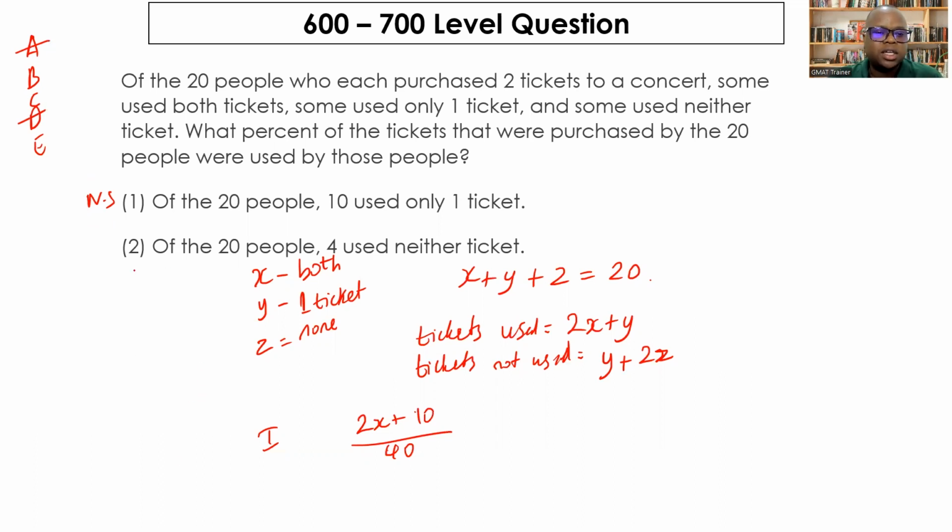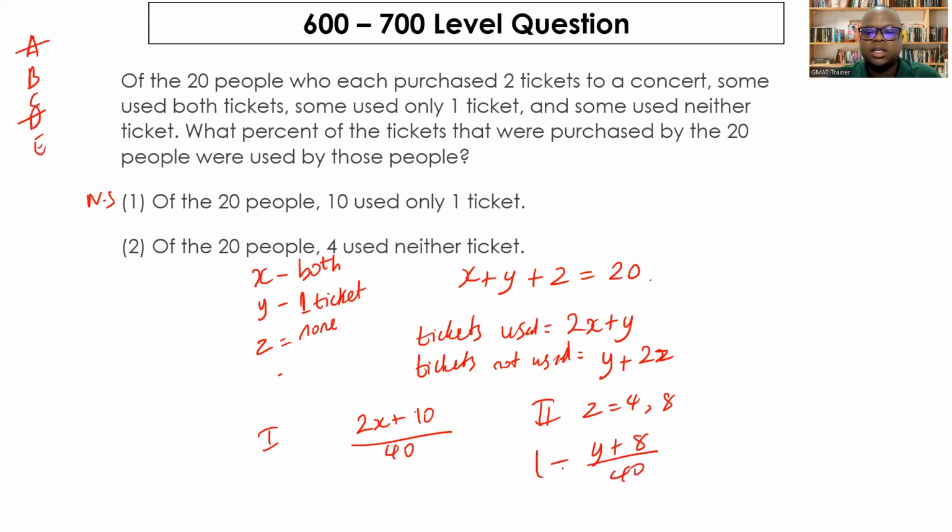Now let's go ahead and assess the second statement. Of the 20 people, four used neither of their tickets. That means Z equals 4. So the second statement, Z equals 4. That means the tickets not used are actually what? Are 8, because 2 times Z. So how many tickets are unused? We have Y plus 8 all over 40.